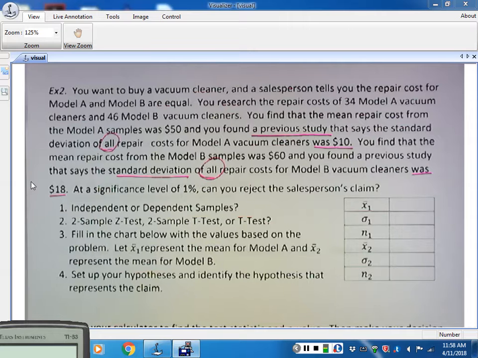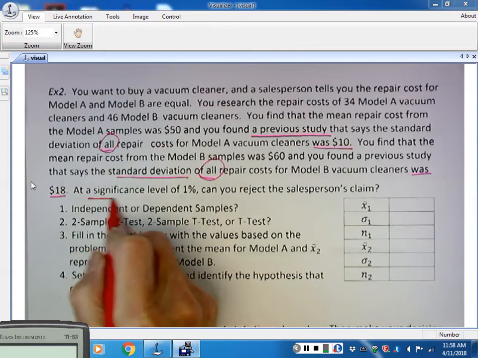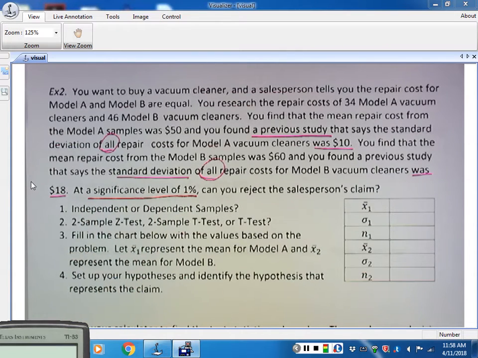So at the 0.01 level of significance, we know what that means. Can you reject the salesperson's claim? So the first question we need to ask is, is this independent or dependent samples? Independent, because are they costs from the same model of vacuum cleaner? No. There's no connection between those two.